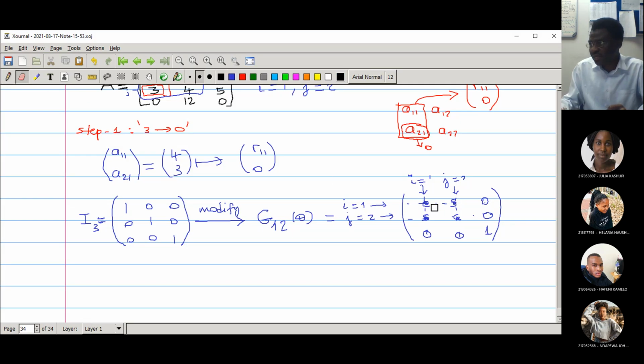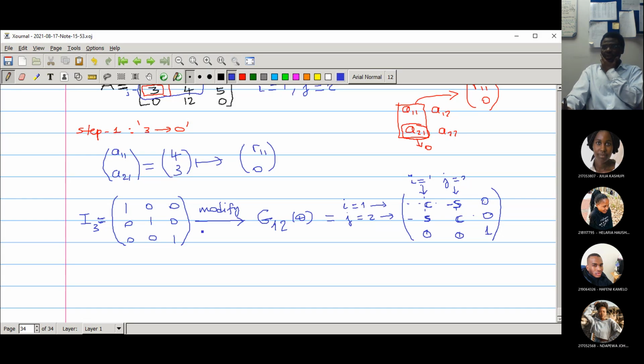So let me erase and rewrite it properly. Here are the intersection points. At those intersection points, we have C here and another C here. And here we have S, and here we have negative S. So that's how we construct G12, from the 1, 2, 1, 2 intersection. That is from modifying the identity. We start with the identity and we modify it.